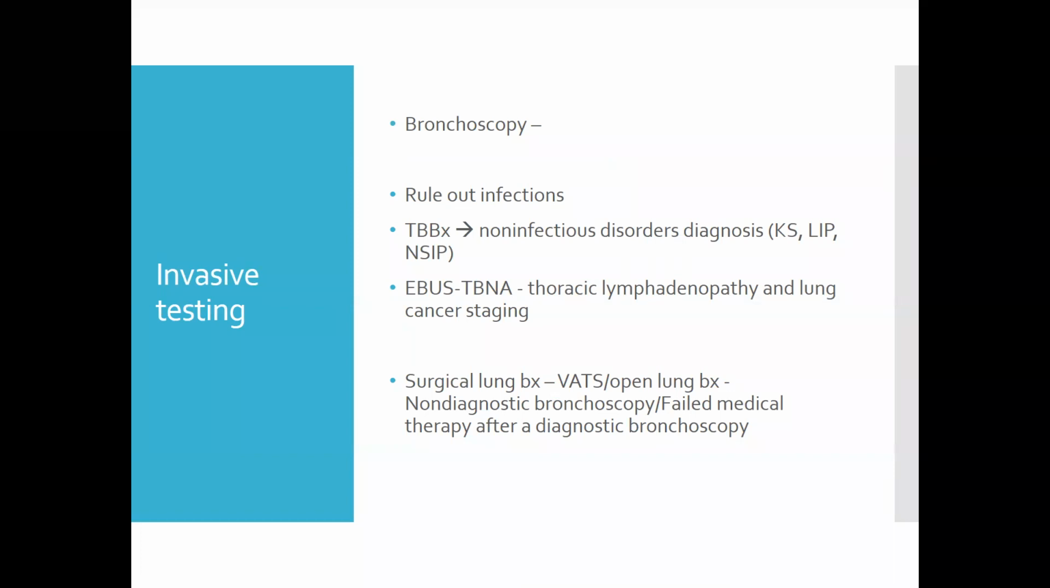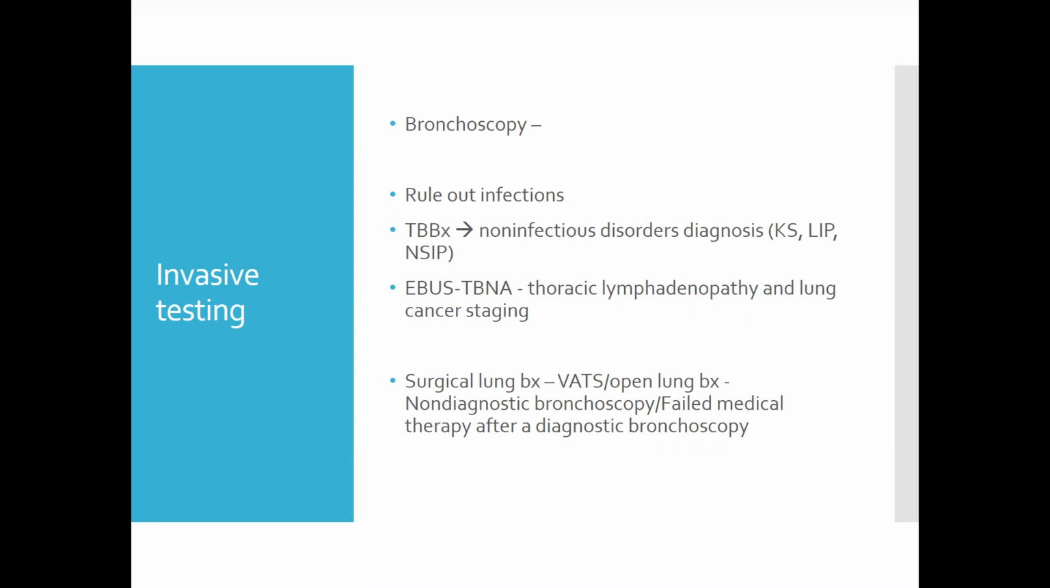Other invasive testing, again, this happens a lot in our patients, especially the ones that we see on our consult service. We go through most of this workup, but eventually a lot of these patients require invasive testing, and that is with a bronchoscopy. With bronchs, the main utility is to rule out infections. Transbronchial biopsies at times can give us some diagnosis, especially of non-infectious disease like Kaposi's or even interstitial lung disease.